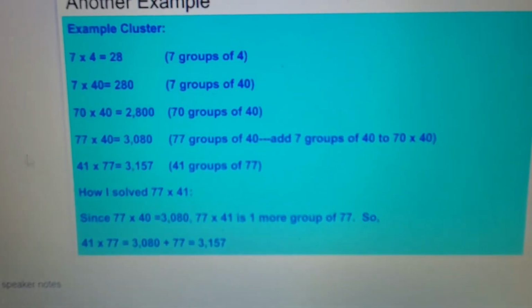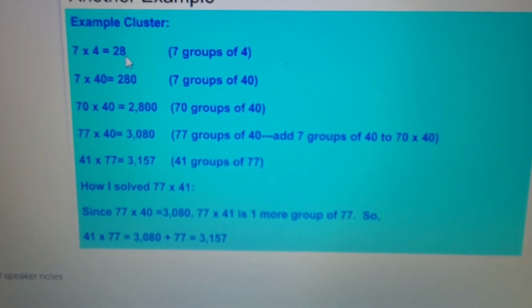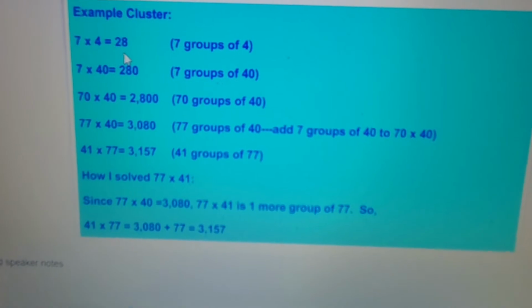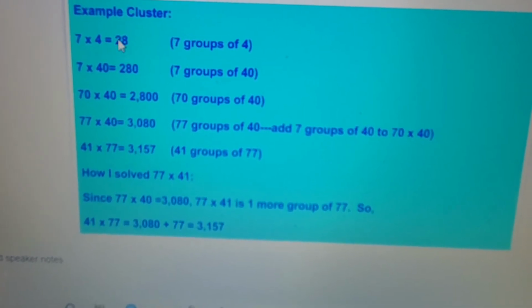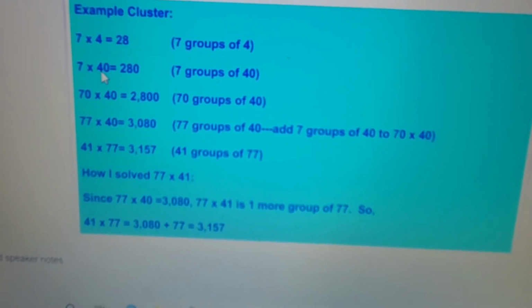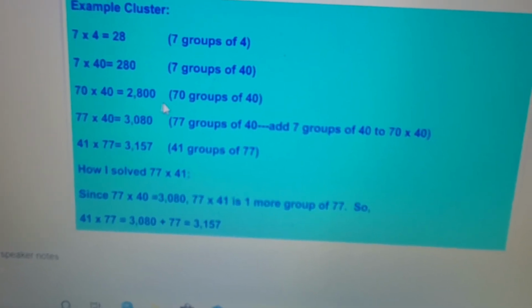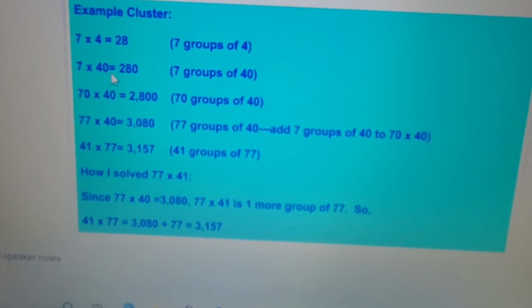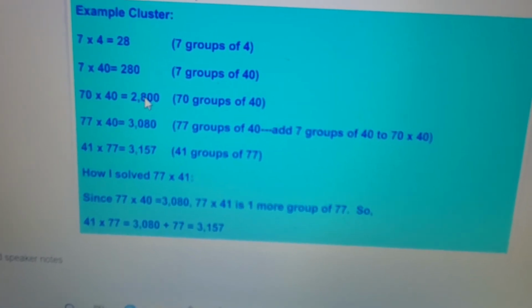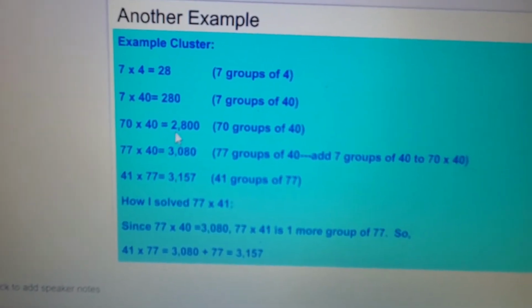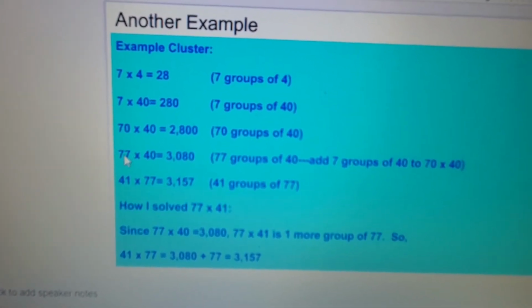Here's another example where there's 5 in the cluster. So we'll go through each one. So it starts with 7 times 4, which is 7 groups of 4, which is 28. 7 times 40, that's 10 times as much, so that's 280. 70 times 40 is 70 groups of 40, so that's 10 times more than this. That's 2,800.